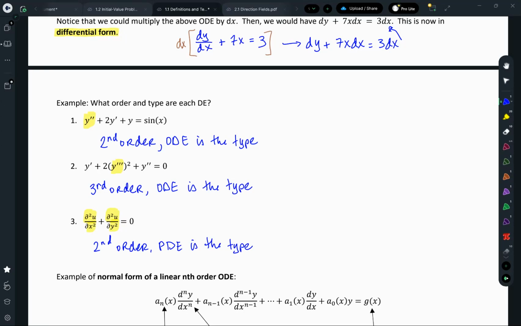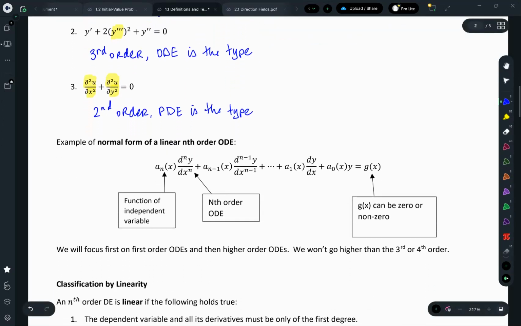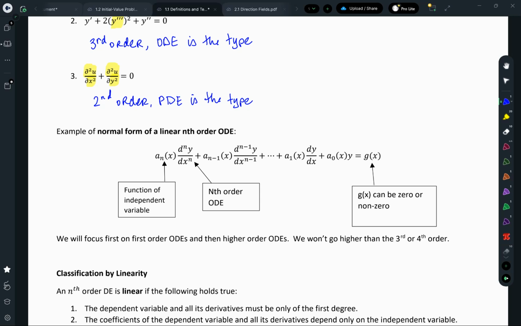Okay? All right. Now, we want to see an example of the normal form of a linear nth order ordinary differential equation. So that's putting together a whole bunch of stuff. In particular, this is something you would see in the book. We will most likely stick with differential equations that are at highest fifth order, okay? Most of them will be second or third order at most, but we'll see a few that are higher order.